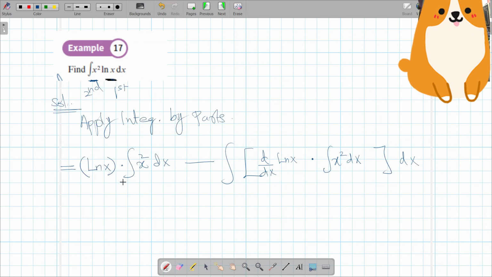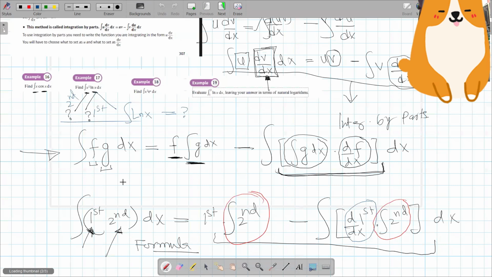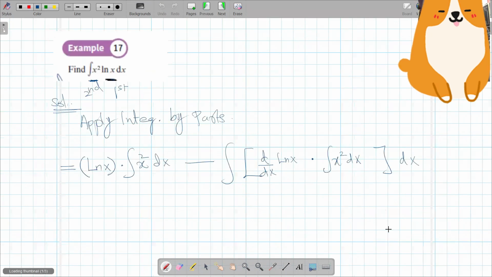Yeah. In this formula, the formula is this one. You have to memorize this thing. First function same, integration of the second function, minus integration of this whole thing. What is inside? Derivative of the first function times integration of the second function. This is the formula. This is a simple formula. So we will just do integrations.